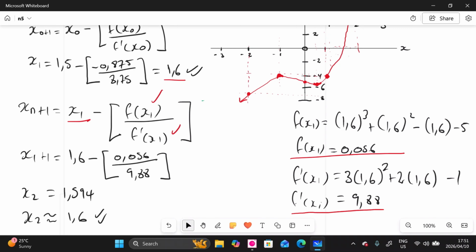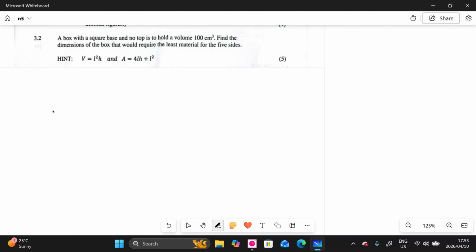All right, people, we are done with this question 3.1. Let's look at 3.2. All right, guys, let's look at 3.2. Now let's read the statement and solve this problem. It goes like this. A box with a square base and no top is to hold a volume of 100 centimeters cubed. Find the dimension of the box that will require the least material for the 5 sides.